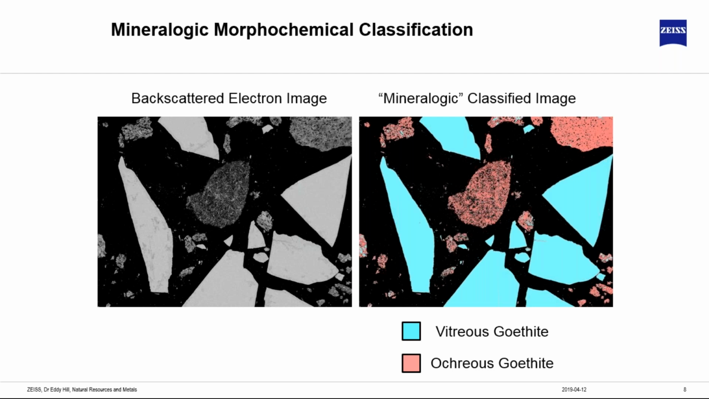The chemical composition of both is the same. It's the same mineral after all. But the difference between them is the porosity. So Mineralogic uses that measurement of porosity during the analysis to differentiate between the vitreous goethite and the ochreous goethite, as you can see on the right-hand image where these have now been classified.